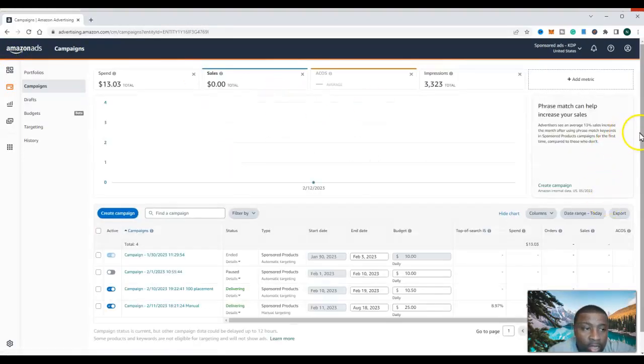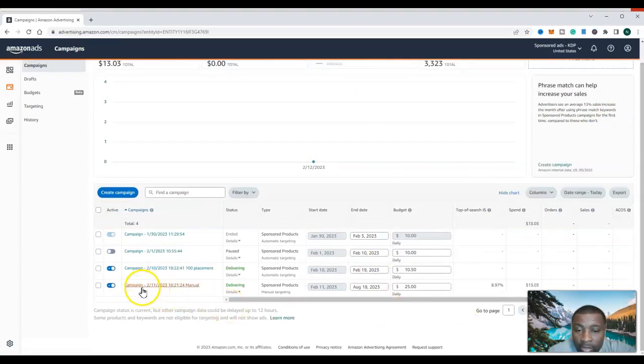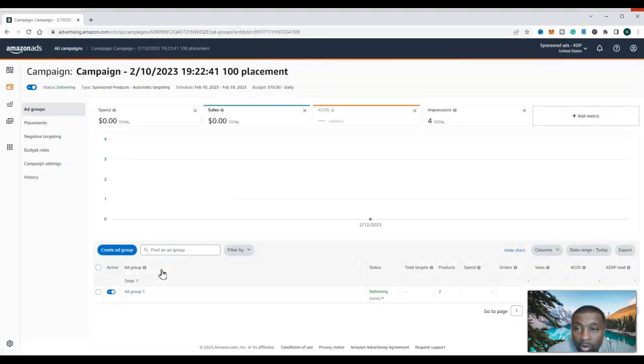Alright, so here's my 2 campaigns that I have running. Both of these are running. So let's look at this first one. This was the automatic one, right? Amazon is gonna do all the work.